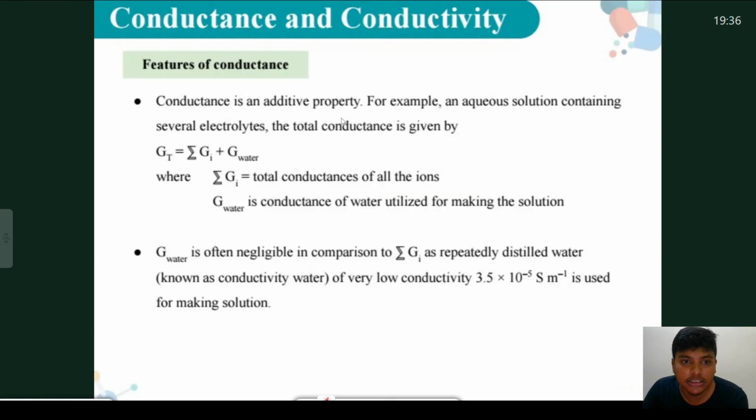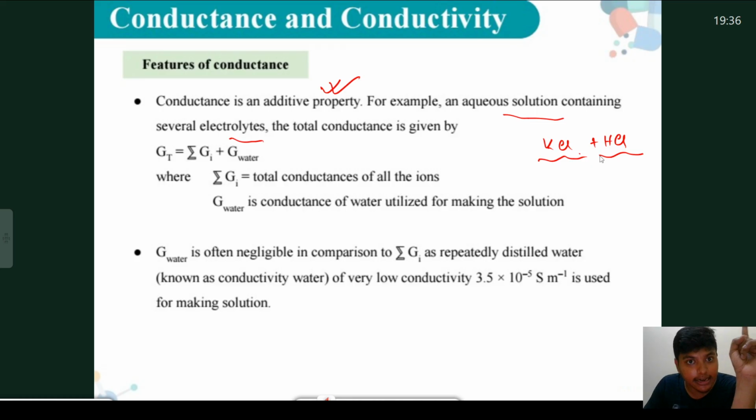Now, a feature of conductance: remember, conductance is an additive property. Let's suppose this pen has one conductance and my hand has one conductance. If I add them and you pass electricity, the conductance will add. So for an aqueous solution containing several electrolytes, if you add KCl and you add HCl, all the conductances will be added. Conductance is added, not conductivity. I'm telling you, very important thing: conductance will add, conductivity will not add. Conductivity is an intensive property.